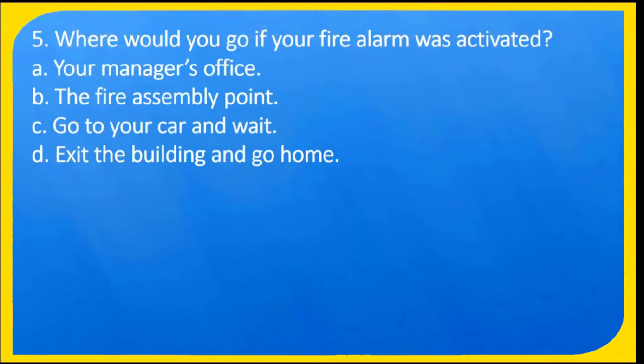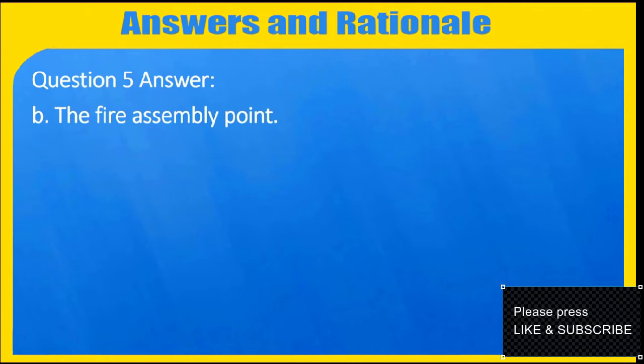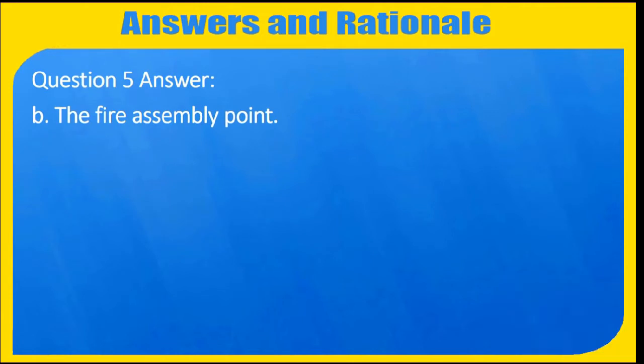Question 5. Where would you go if your fire alarm was activated? A. Your manager's office. B. The fire assembly point. C. Go to your car and wait. D. Exit the building and go home. Question 5 answer, B. The fire assembly point.